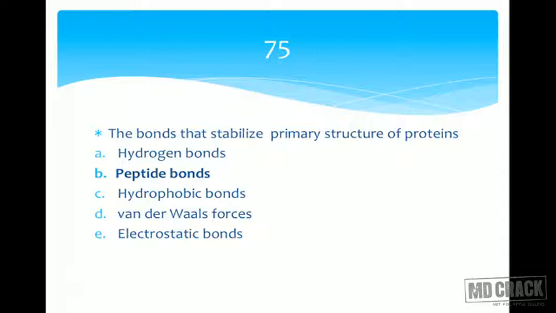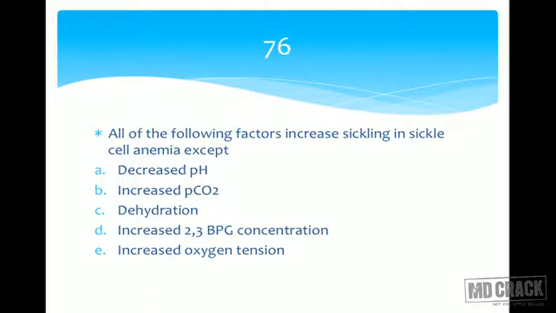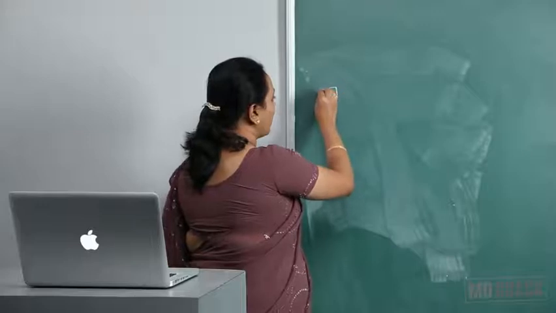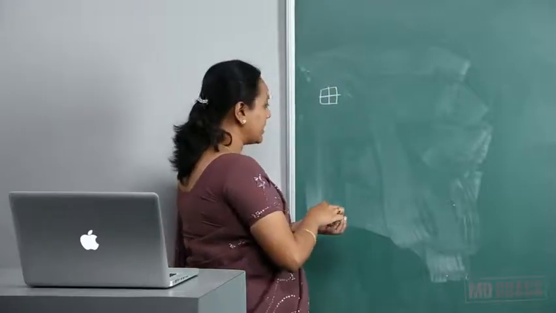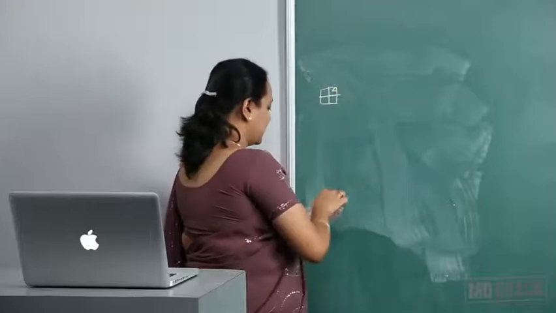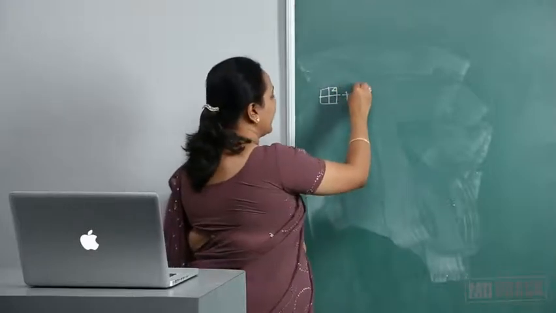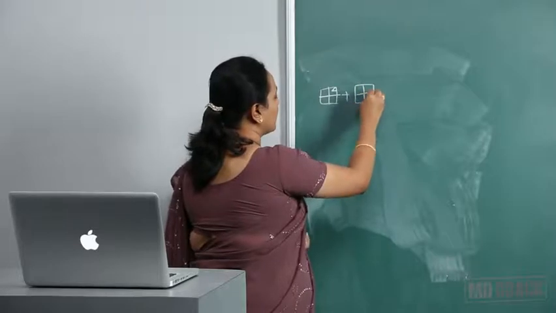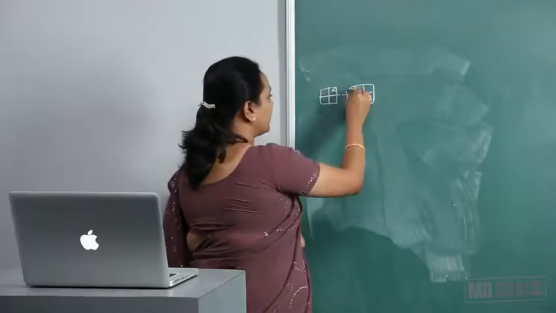So let's go further. The next question. All of the following factors increase sickling in sickle cell anemia, except. This will be taught to you even by physiologists. So you should be able to tell that the answer is increased oxygen tension. It is only in the deoxy state that it results in sickling. What happens? It results in the formation of a sticky patch. Remember the sticky patch? This sticky patch is present in HbS molecules. They will result in the formation of a sticky patch like this.